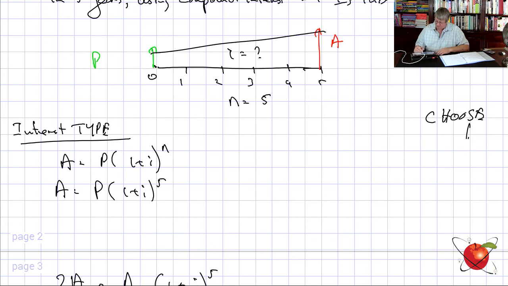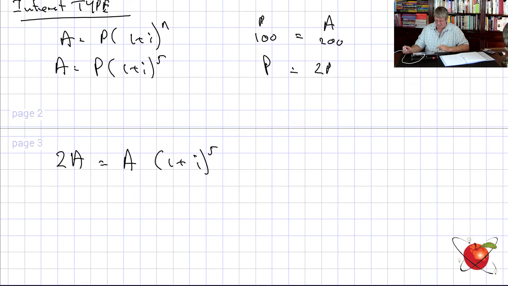What did we say? We said if we put in 100 P, we get A equal to 200. Okay? Right? That's what we did. So therefore, we can say P is going to be 2P, or A and 2A. All right? So, what do we get here? We say, right, then, we can divide by A. So we get 2 is equal to 1 plus I to the power of 5.